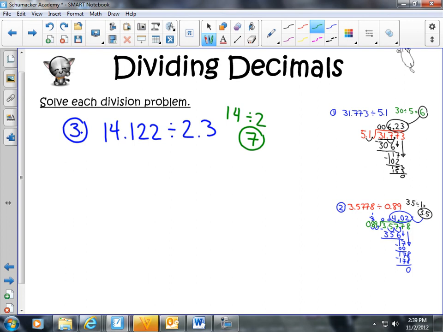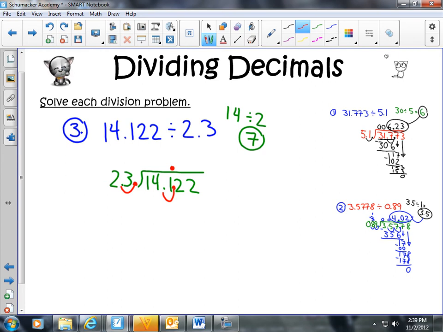All right, so I'm going to go ahead and put my dividend in the box. I have 14 and 122 thousandths. And then I'm going to put my divisor over here, 2 and 3 tenths. And I can go ahead and begin my work. So I first need to make my divisor into a whole number. So I'm going to move this over one place. I need to move my next decimal over one space as well. And I'm going to bring this straight up. And now I can begin my division process.